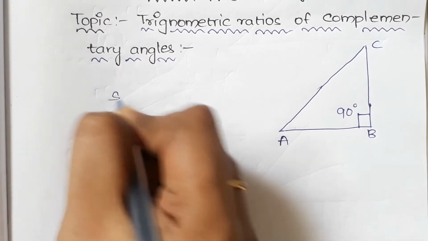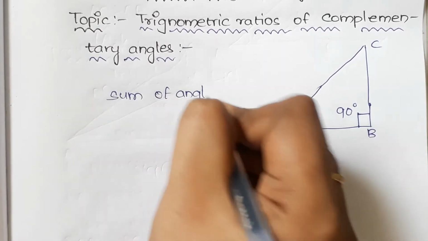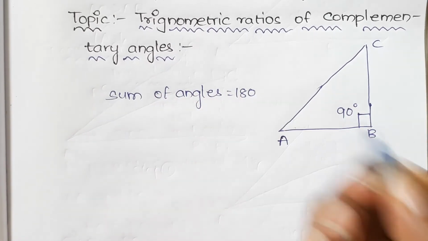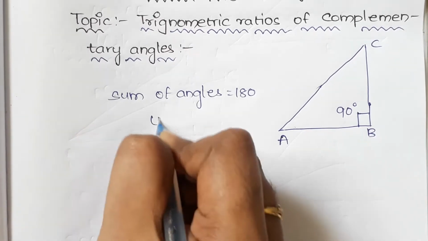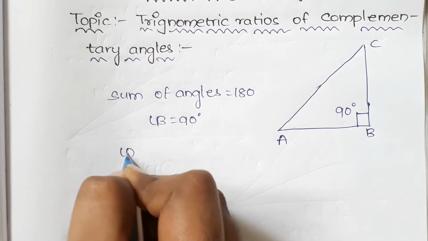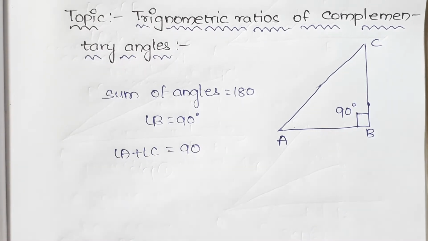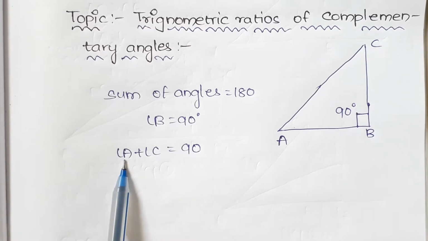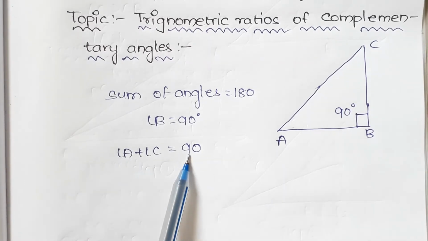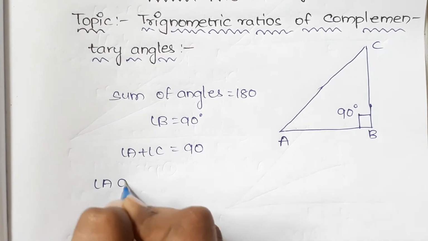180, and here angle B is 90. So the sum of the other two angles, that is angle A plus angle C, is also 90. Therefore angle A plus angle C is 90. So they are said to be complementary angles, that is, angle A and angle C are complementary angles.